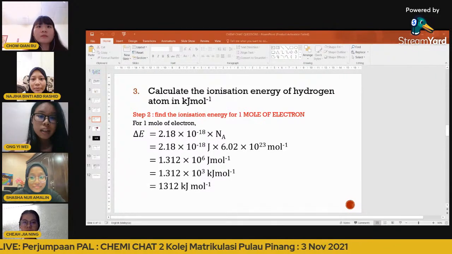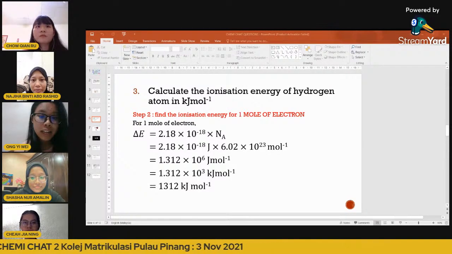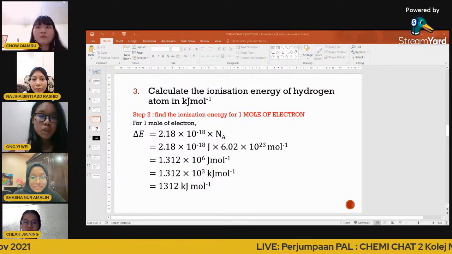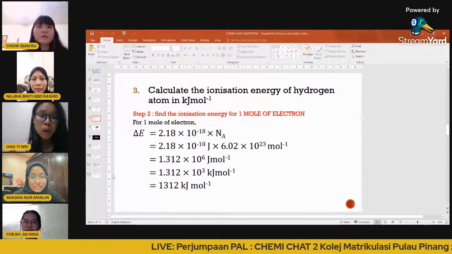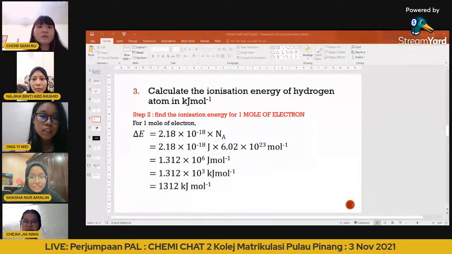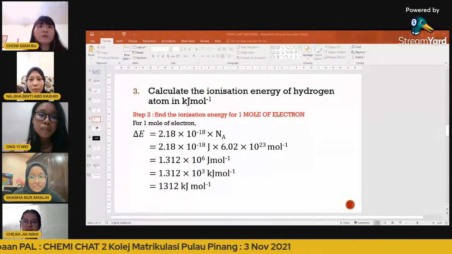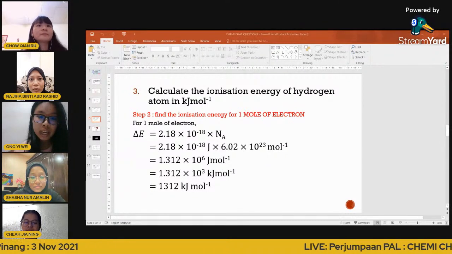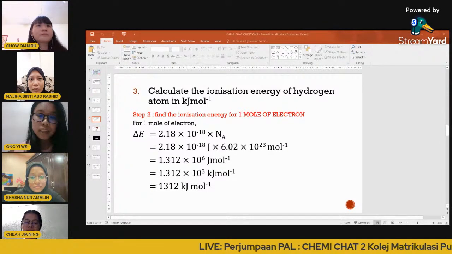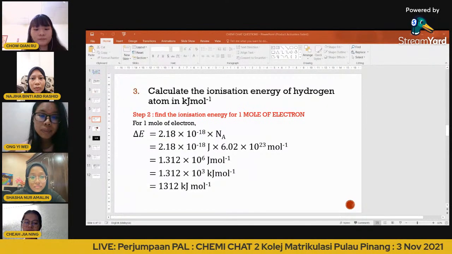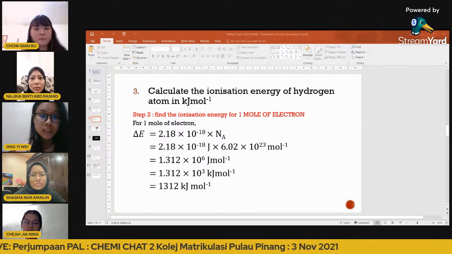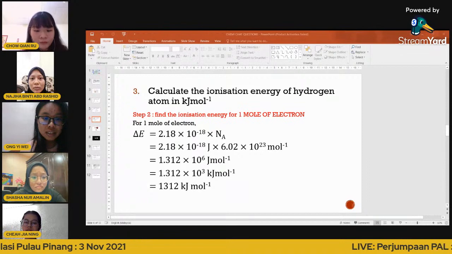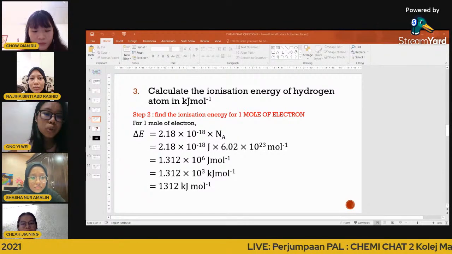Therefore, how do we calculate the ionization energy for 1 mole of electron? We can use the answer from the previous slide, which is 2.18 times 10 to the power of negative 18, multiplied by the constant that we learned, 6.02 times 10 to the power of 23. After pressing the calculator, we get the answer 1.312 times 10 to the power of 6.